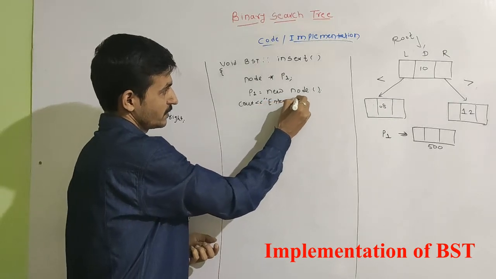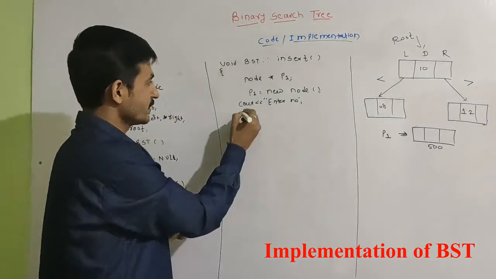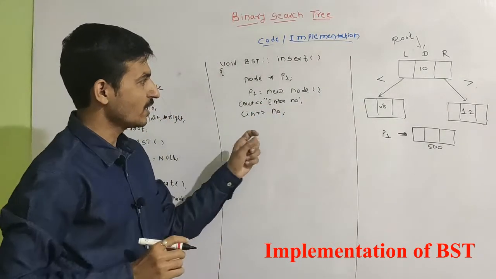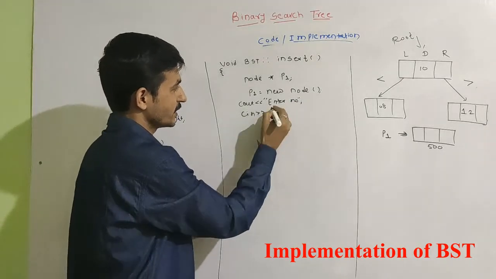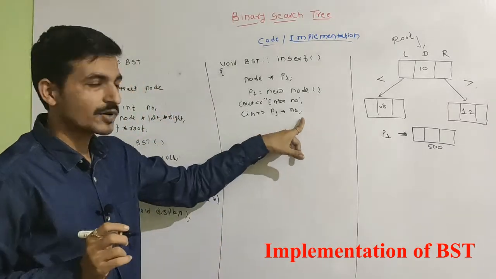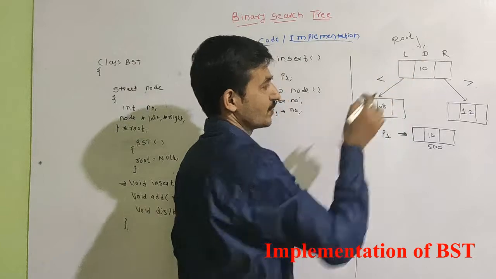Enter the number. The number that I want to enter inside this particular node, I'll read from the user, or we can store it directly inside P1. P1 of number, so that number will be held inside P1. Suppose I'll read 10, I want to insert this.